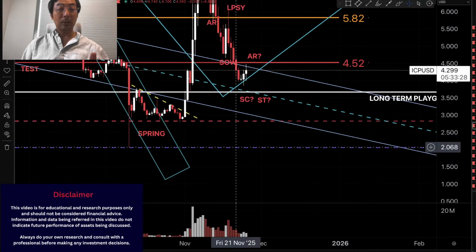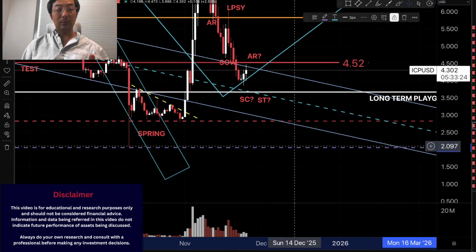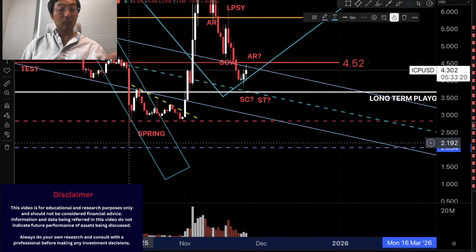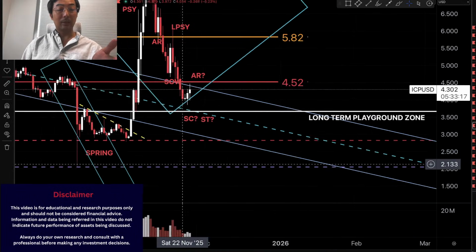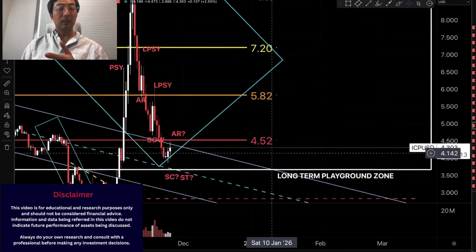And I also share this purple line over here. Remember, we have this level around 2.05. That was where the October 10th event tested. So I hope we never come back down to this point again.